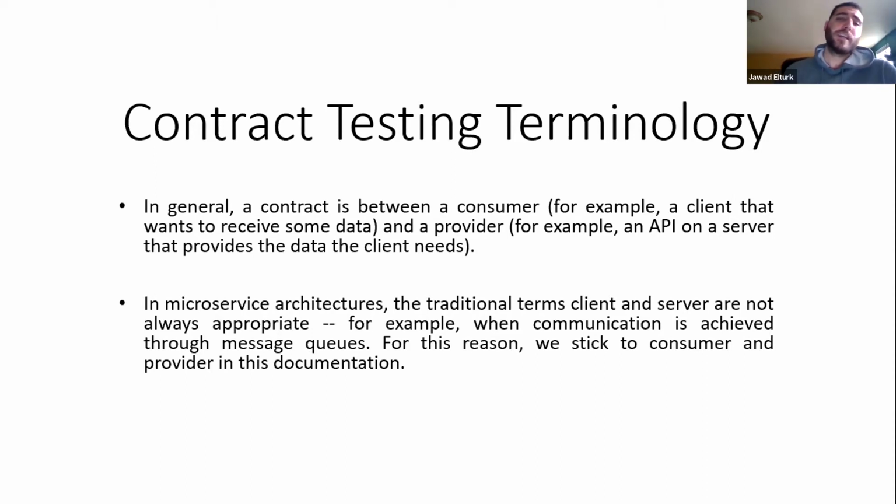In microservice architecture, the traditional terms client and server are not always appropriate, for example, when communication is achieved through message queues. For this reason, we stick to consumer and provider in this documentation. And I believe this is the last slide for this presentation. I just wanted to define what Pact is in general and who is the consumer and who is the provider. So now we can move to the hands-on demo.